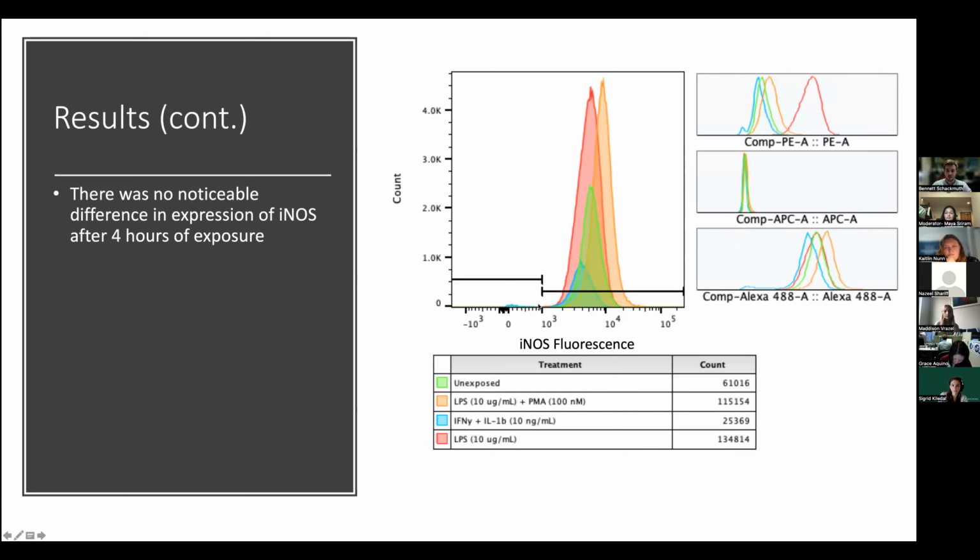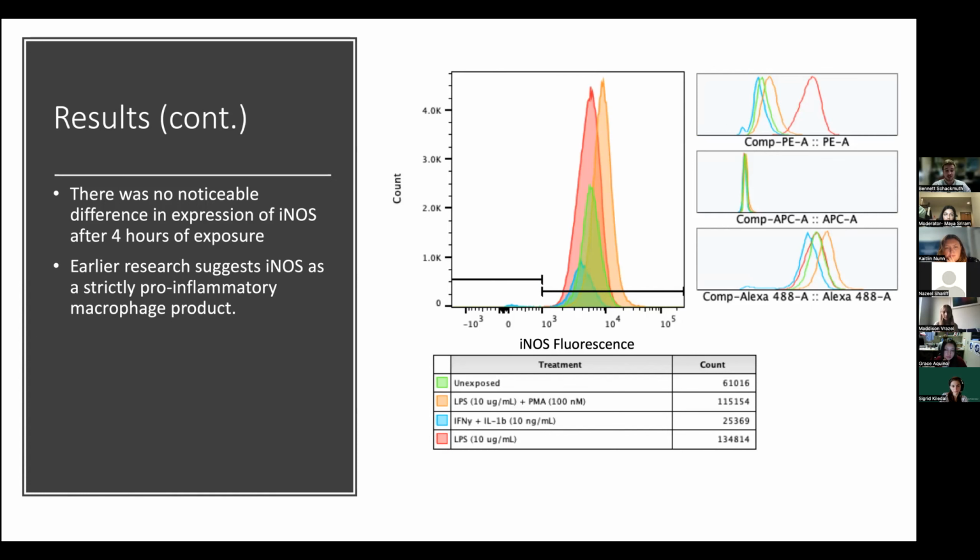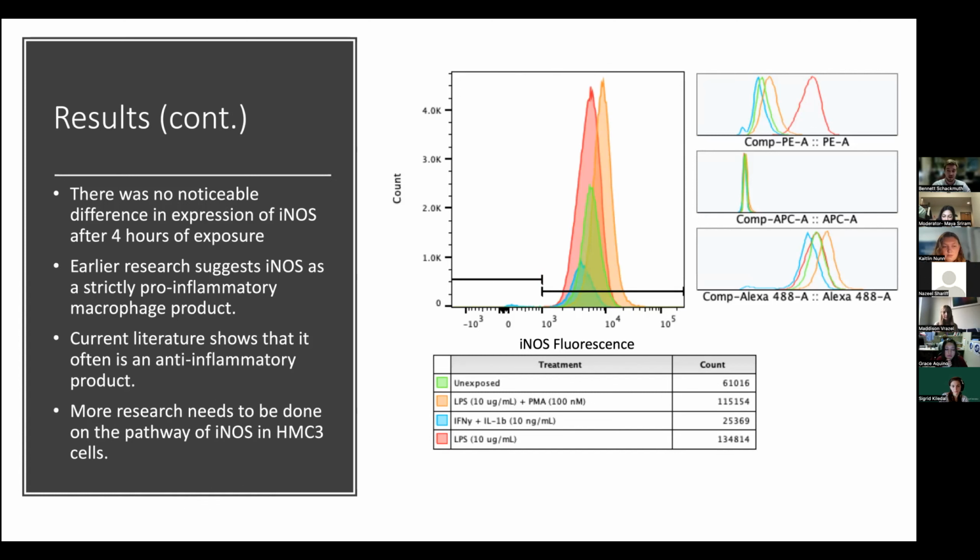While you could say that because it's above that same threshold, it is a positive expression of iNOS, once again, these HMC3 cells have been characterized as primary microglial cells that have been immortalized. It might be that there have been some differences in their genetic expression and their reaction to certain stimuli. There's also the issue that earlier research suggests that iNOS is a strictly pro-inflammatory macrophage product, so when it enters the M1 phase, it begins production or usage of iNOS. But more current research also shows that it is very commonly an anti-inflammatory product. So more research needs to be done on figuring out whether iNOS in HMC3 cells is a pro-inflammatory or anti-inflammatory pathway.